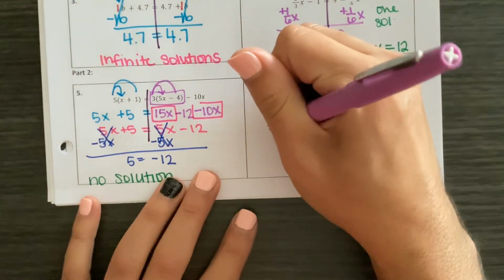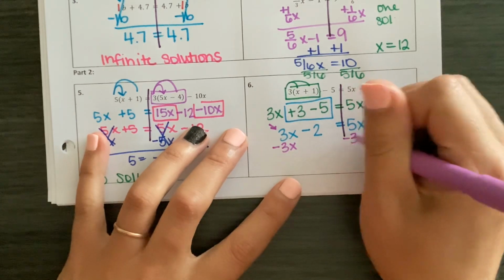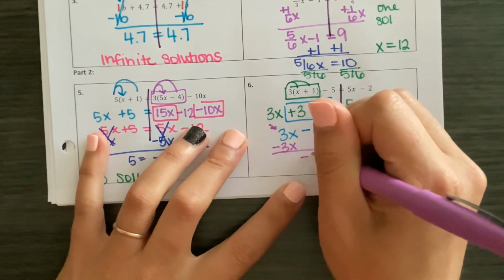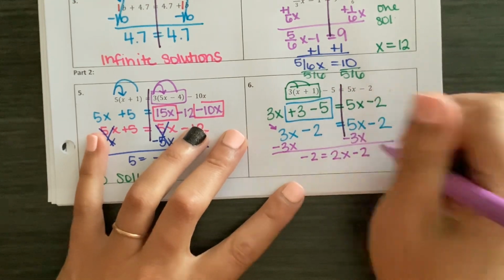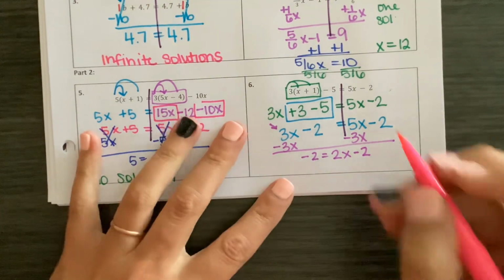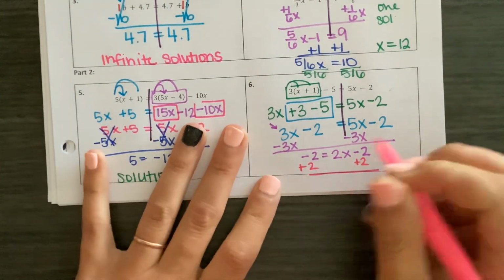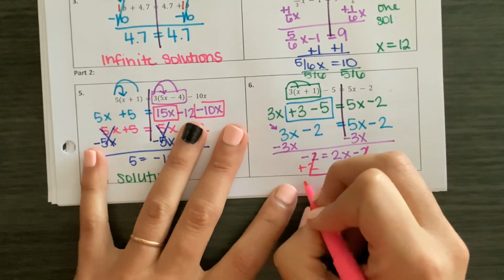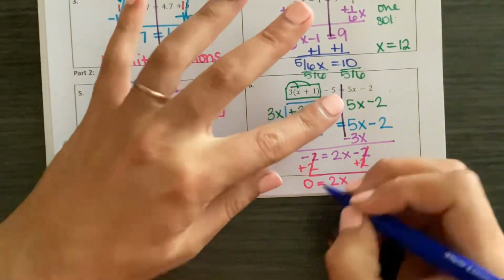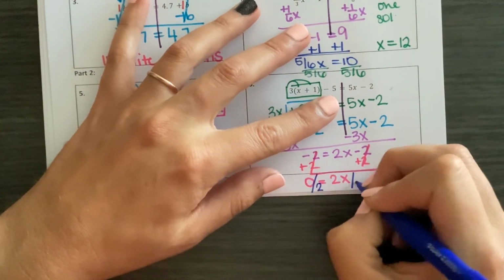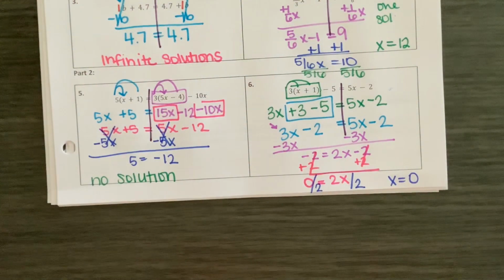I like to move my smaller x. That's a personal preference, so I'm going to subtract 3x from both sides. Negative 2 equals 2x minus 2. I have to add 2 to both sides. We've seen this before. My 2's cancel. I have to have a number on that side of the equal sign. So 0 equals 2x. I ran out of room, guys. I'm going to divide by 2. 0 divided by 2 is 0.